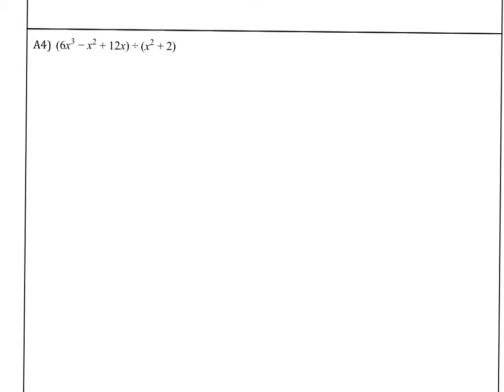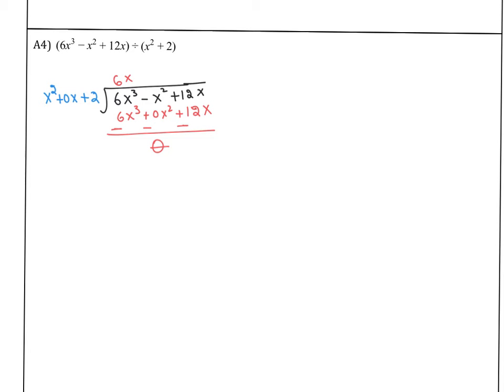Now we are going to divide 6x cubed minus x squared plus 12x, and we are going to complete the equation. That's going to be x squared plus 0x plus 2. We need something underneath 6x cubed, so we want to multiply something here to get 6x cubed. So x squared is already there, and I multiplied it by 6x.